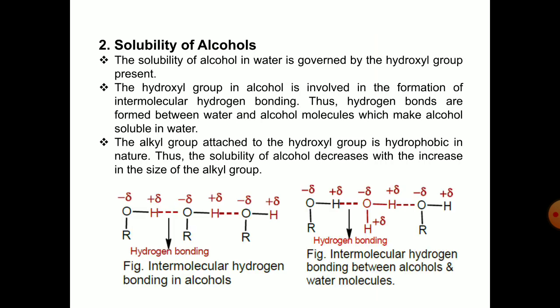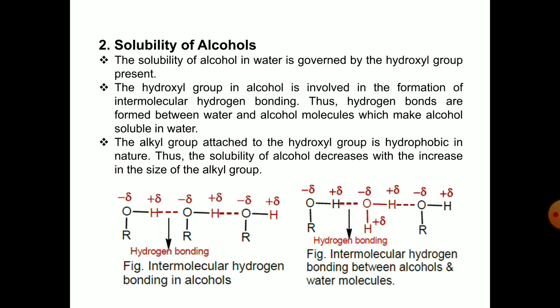I am just showing you how hydrogen bonding occurs in alcohol molecules. In ROH, you see the alkyl group, and the hydrogen atom is also bonded with another alcohol molecule with a dotted line. This dotted line indicates the hydrogen bond. So this is intermolecular hydrogen bonding in alcohol.